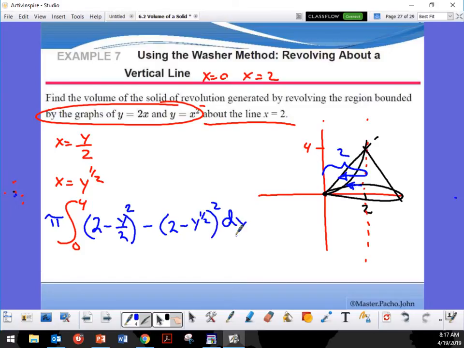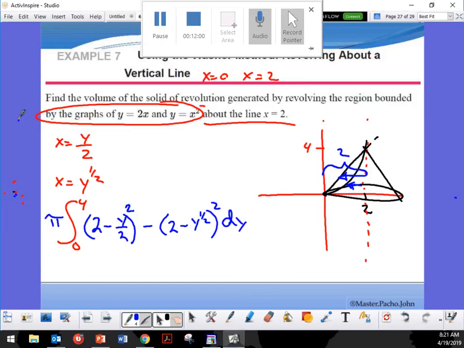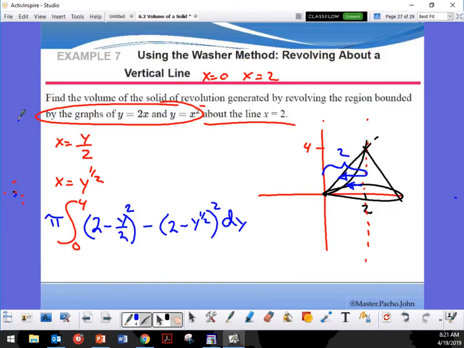Now I want you guys right now to do this math. We set it up. I want you guys to do the math, please. I'm going to pause the video. If you guys are working, keep working. I'm just going to start my problem.